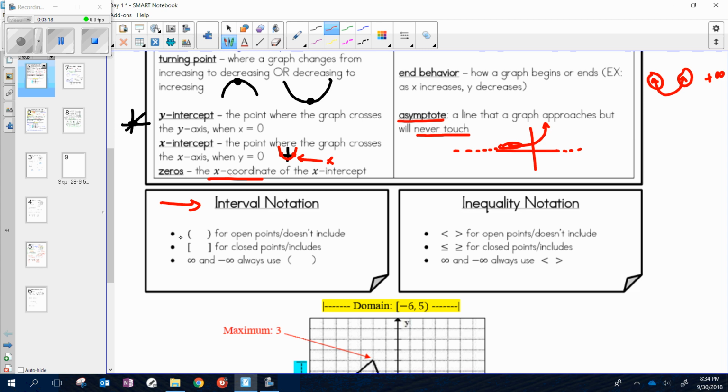Interval notation, this is a review. Parentheses are like the open circle. Same with these inequality symbols without the equal to signs, they don't include. And then brackets are included, like a closed circle. Same with these symbols over here. It means include. Infinity always has parentheses.